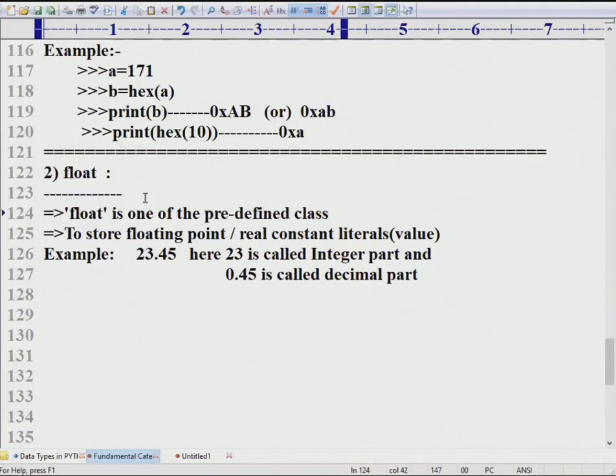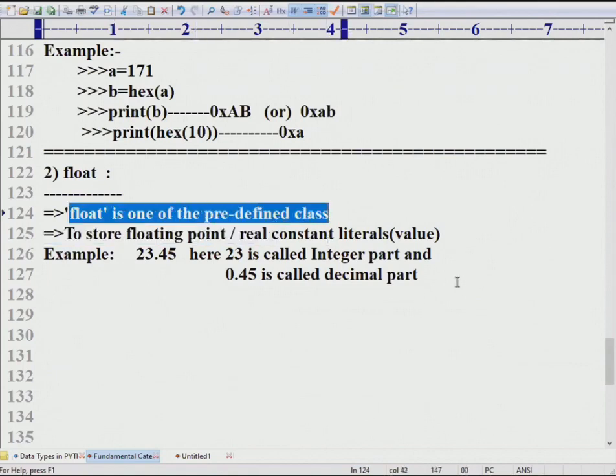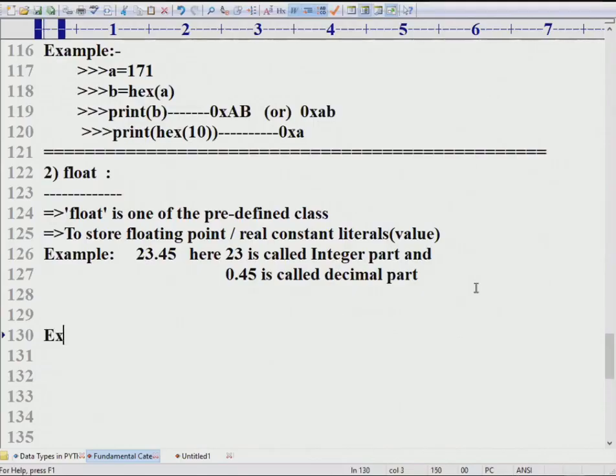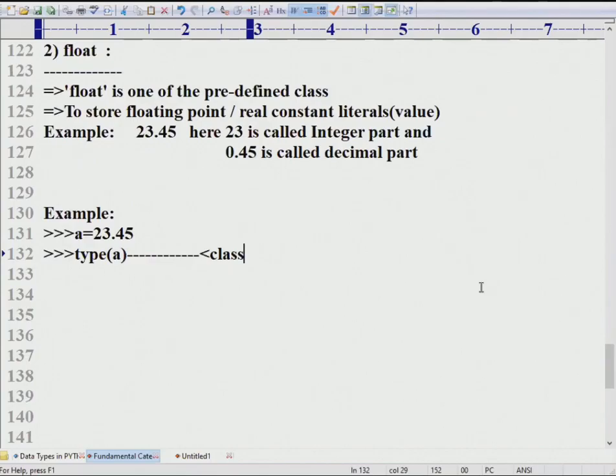All the data types in Python are called what? Predefined classes. In Python, all the classes are predefined classes. And float is also one class, a predefined class. Let us take one example. Look at it. So I'm saying here, A is equal to 23.45. Come on, say type of A. What type is printed? Class float. What is float? Class. What is A? Object of which class? Float class.